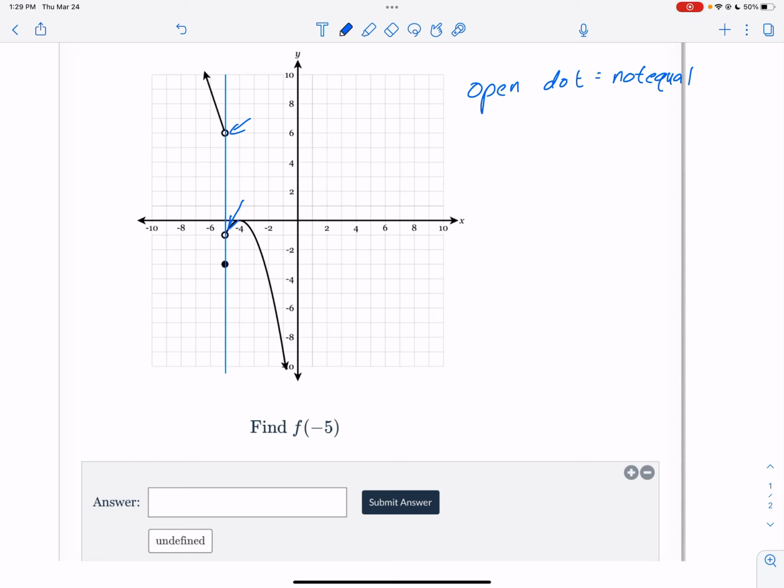The only point that is a closed dot is that y equals -3, because the closed dot is the only time a point is equal. So if your endpoint has a closed dot, it means that it is equal there. So in our case, the only thing that we actually care about is this: when x is -5, y equals -3.